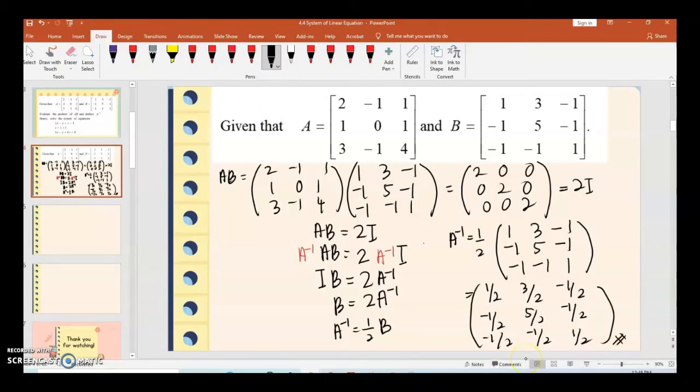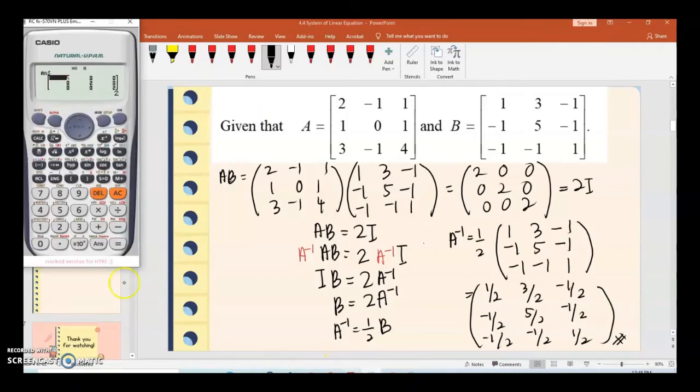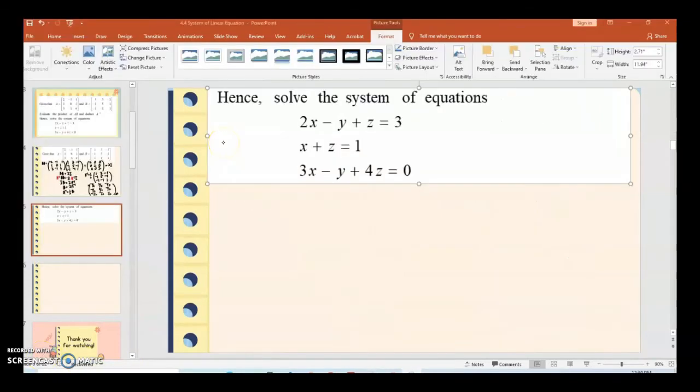Okay, we can check the inverse for matrix A by using the calculator. Okay, we already have matrix A in the calculator. So we choose matrix A, number 3, and then press x to the power of negative 1 and then press equal. So we have 1 over 2, 3 over 2, and so on. So this one is the inverse of A. Hence, we are going to solve the system of equations.